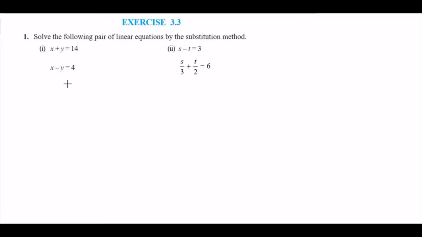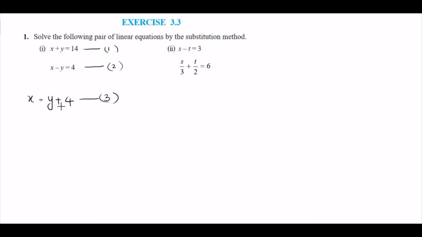So let's start solving by using the substitution method. In the substitution method, we will just mark the two equations as 1 and 2. After that, we'll take any one of the equations and write one variable in terms of the other. So here, I'm going to take the second equation. You can write either x in terms of y or y in terms of x. Here, I'm going to write x in terms of y. That is, x is equal to y plus 4. That is the third equation.